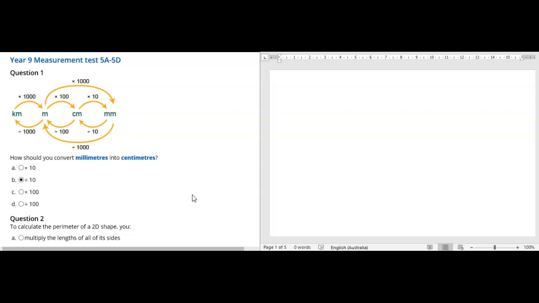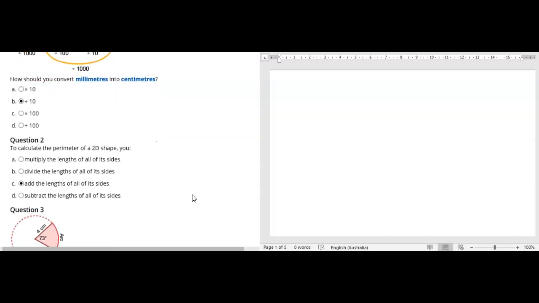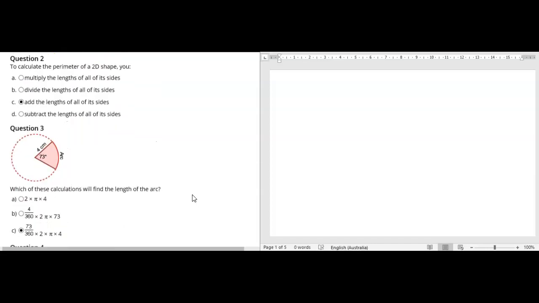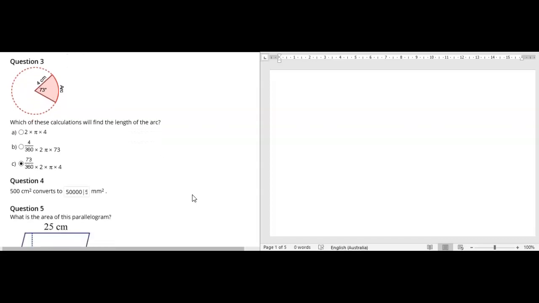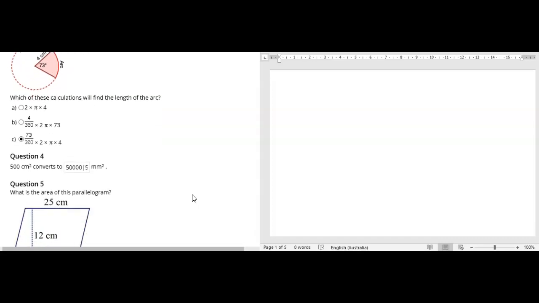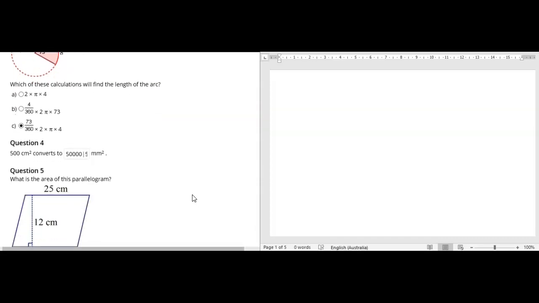So question 1, all right, answer is B. Question 2, the answer is C. Question 3, the answer is, I was looking at my sheet, C. All right, question 4. Now, a lot of people got this question wrong.